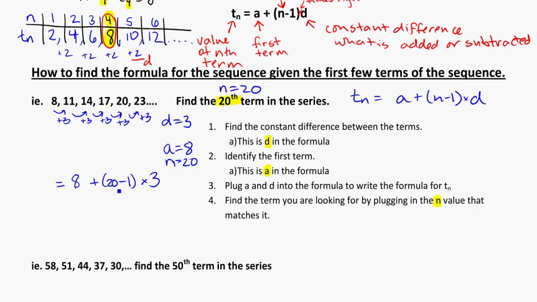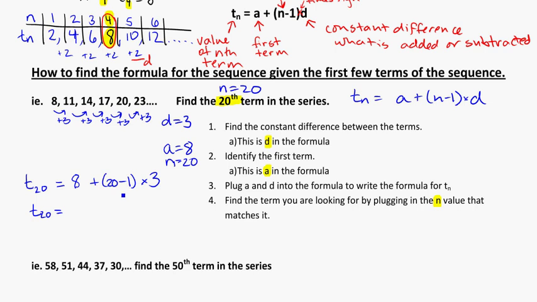Now I've got this information, and that's going to tell me the 20th term in the sequence. So instead of Tn, to be a general one, I'm going to say T20, because it's going to tell me how big the 20th term is in the sequence. So T sub 20, the value of the 20th term, is going to be 8 + (20 - 1) × 3. Now if you plug that directly into your calculator, being very careful with your brackets, you should be able to get your answer.